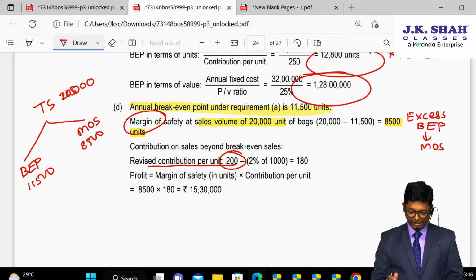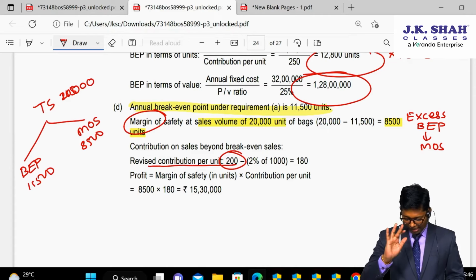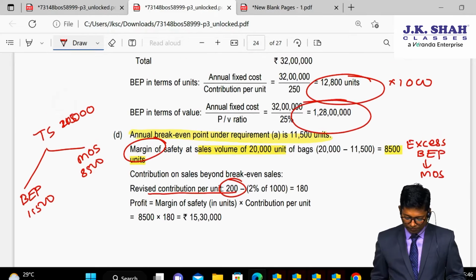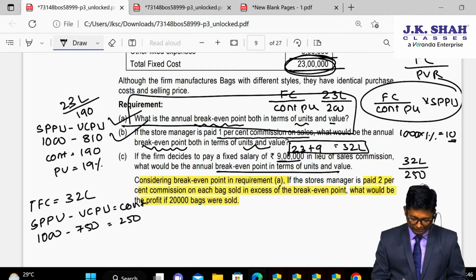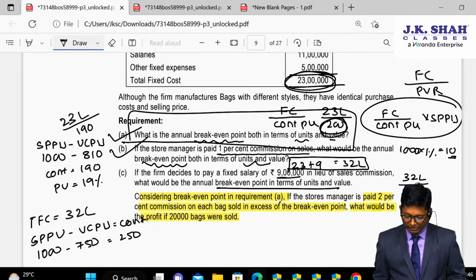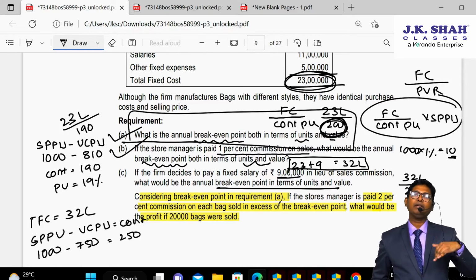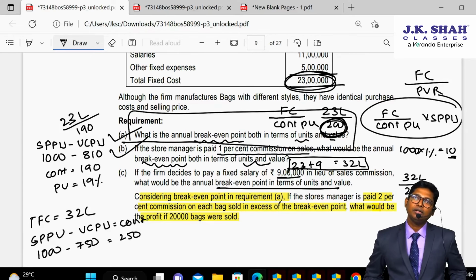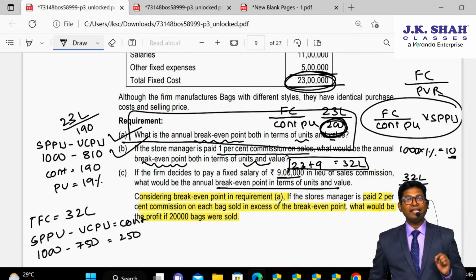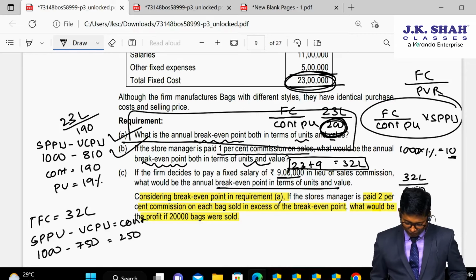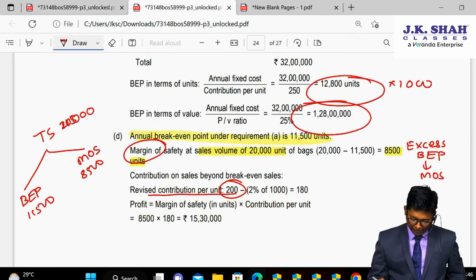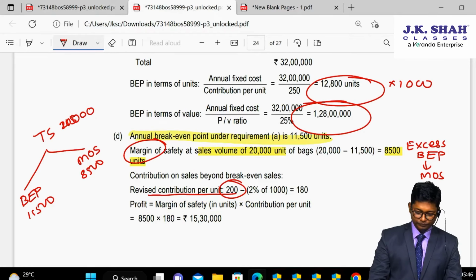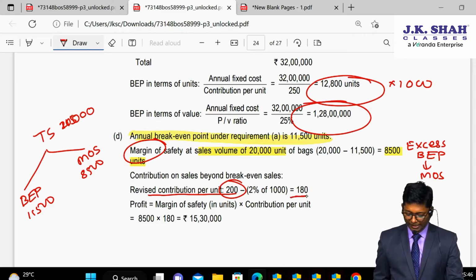No, what I am saying, your contribution per unit, try and understand first, your contribution per unit at original stage was 200 rupees, correct? Now if you are giving extra commission to your salesman, in that case your contribution will further reduce. Now 2% commission in excess of break even point, if you calculate, your 2% of 1000 is 20 rupees, and 200 minus additional 20 rupees, 180 will be the revised contribution.